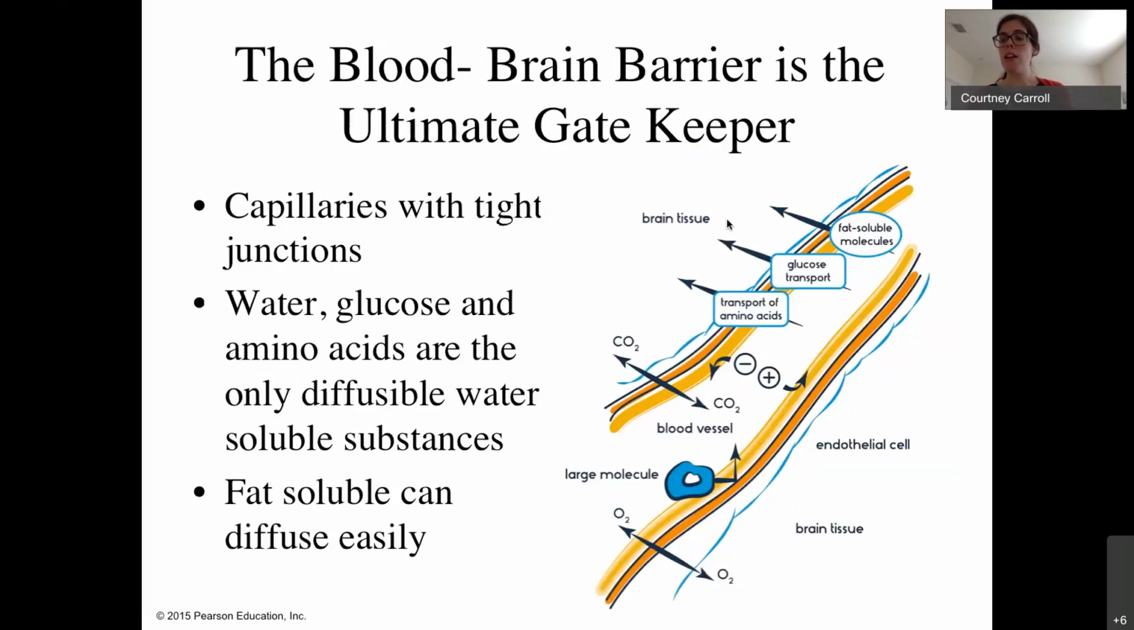Fat-soluble things, as with all membranes, fat-soluble molecules are going to easily diffuse in. And then gases also don't need a transporter. They are easily going to go through, things like oxygen, carbon dioxide. Laughing gas is very easy to get into the brain, very quick to get into the brain, again, because it's a gas.